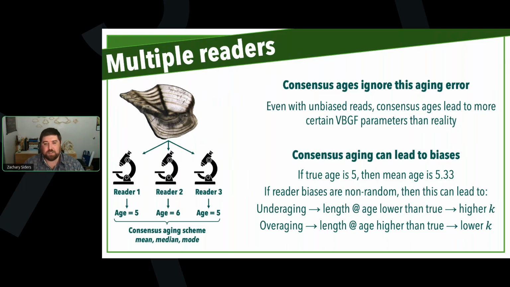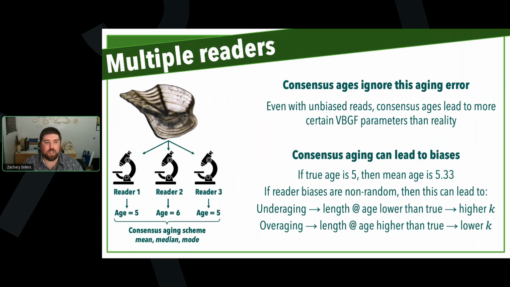If the reader biases are non-random, though, we can get consistent underaging, where the length at age is lower than true. This leads to higher K values, which, if we pass it through something like a natural mortality surrogate, ends up with higher M values, and we make different conclusions about the sustainability of that stock to fishing. And vice versa for overaging, where we can end up with lower K values and lower Ms, and again assume that stock is less resilient to fishing and harvest.